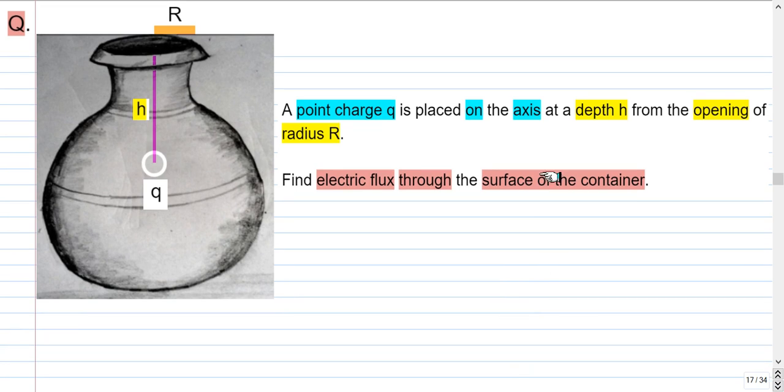This is the next question. The point charge q is placed on the axis at a depth h from the opening of radius r. This is a vessel whose opening is a circular opening of radius r, and there is a point charge placed along the axis of symmetry at a depth h. Find the electric flux through the surface of the container. This is the surface of the container. So you have to find the electric flux through this surface.